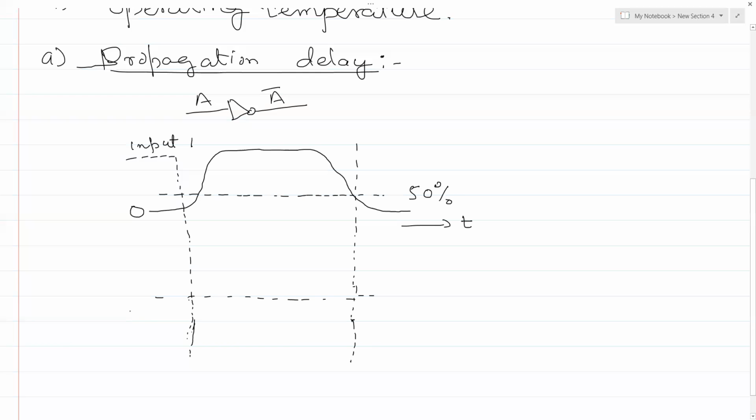Now, since this is the input to the inverter, how will you get the output? The output will obviously be the inversion of what I have drawn here. So you try to make the inverted version of this. When the input is 0, you will get 1. I will show it here.